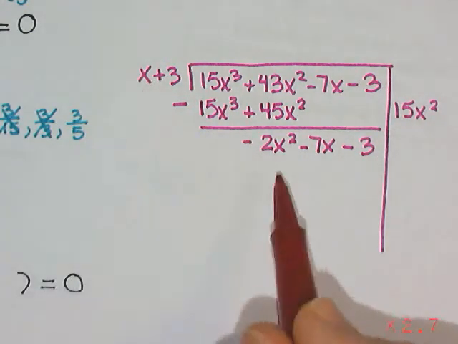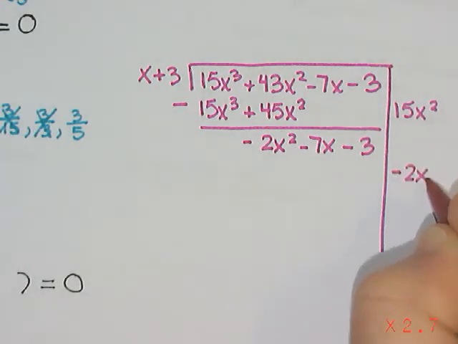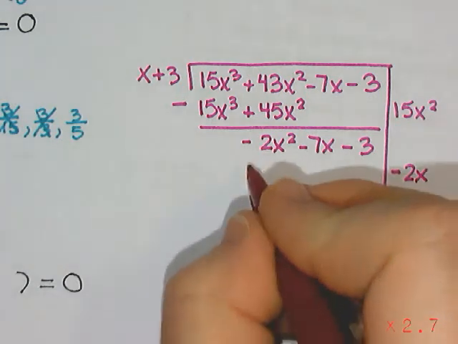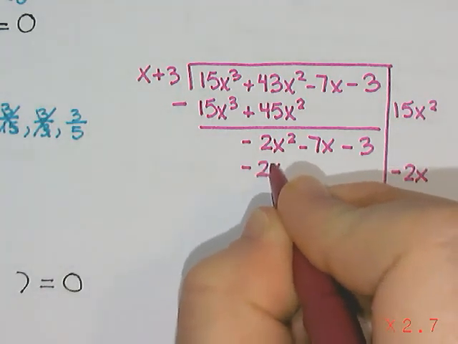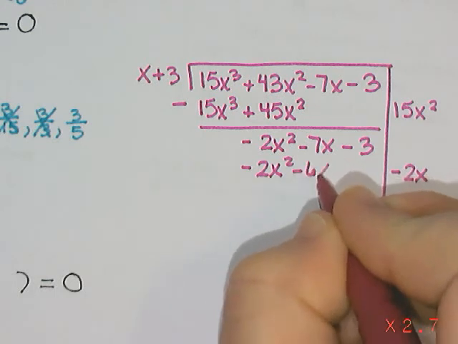How do I turn an x into a negative 2x squared? I multiply by negative 2 and x. So that gives me negative 2x squared when I multiply it by x, and then negative 6x when I multiply by 3.